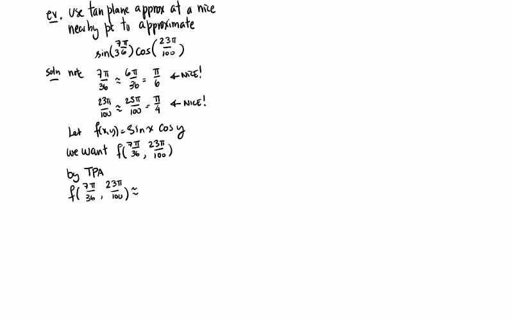This is approximately f at the nice point, pi over 6, pi over 4, plus f sub x at the nice point, times 7 pi over 36 minus pi over 6, plus f sub y at the nice point. Again, this is just using the formula from the previous page, times y minus the nice y.